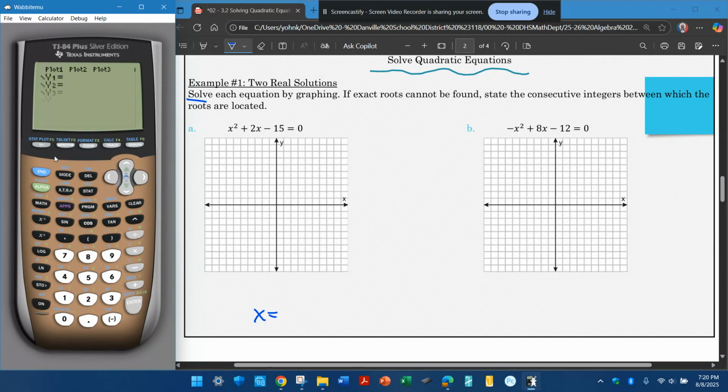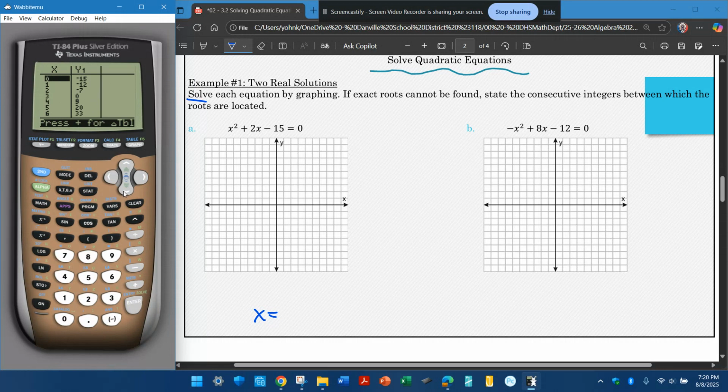We're going to go to y equals, and type in the function. Notice it's equal to 0, so I can type in the function x squared plus 2x minus 15. Then let's hit graph. Remember, we're trying to find the place where it crosses the x-axis. It looks like it's crossing right here and right here, so we have 2 times. It's kind of hard to tell what those numbers are, so go to the table.